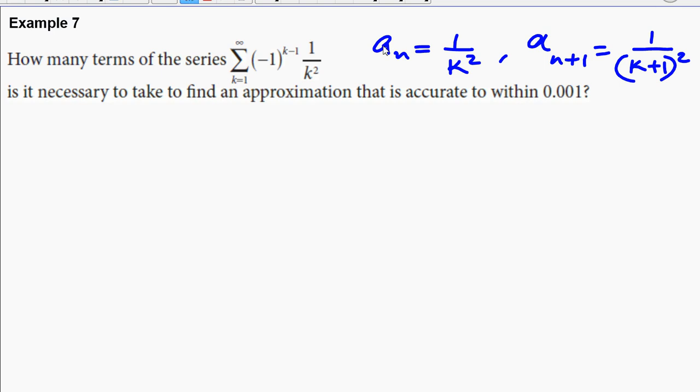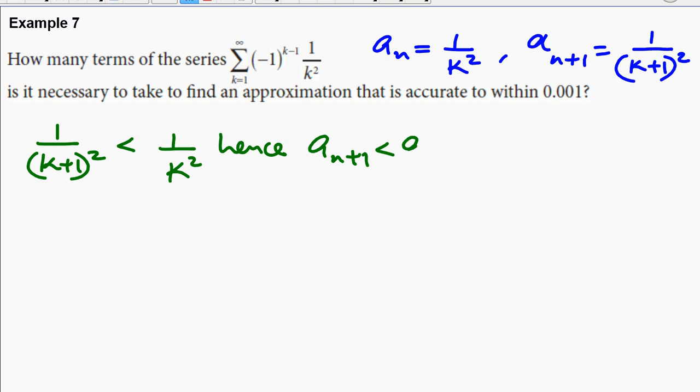So remember, before we use the alternating series remainder estimation theorem, we have to show that this alternating series converges. Which means we have to show that S sub n plus 1 is less than S sub n. Basically, because k is greater than or equal to 1, then 1 over k plus 1 squared will be less than 1 over k squared. Hence, we can say S sub n plus 1 is less than S sub n. That's one of the conditions when you're testing for convergence of an alternating series.